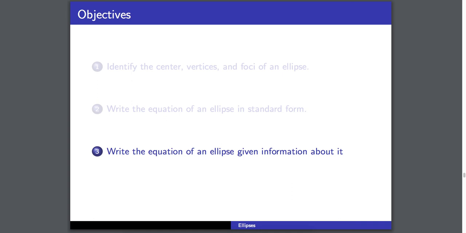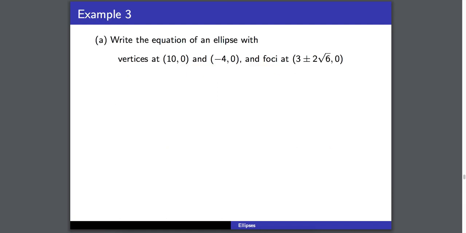Okay, in this video we're going to take a look at writing the equation of an ellipse given some information about it. In essence, it's going to really use what the values of a, b, and c represent in our equations for not only our ellipse but our focal points as well. So, example 3.